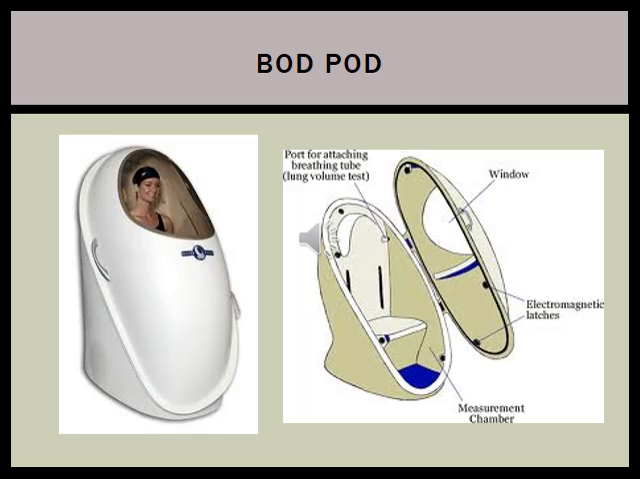Air is placed in the bod pod. The bod pod analyzes how much air is in the bod pod and how much pressure. By using that information, it can calculate how much body fat a person has and how much muscle a person has.